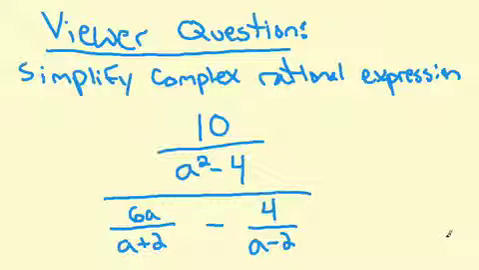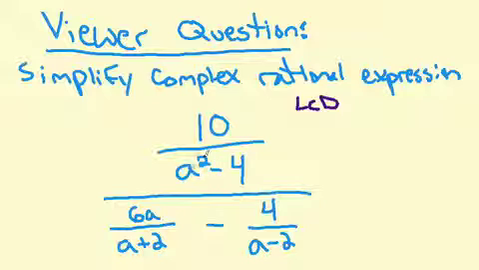My name is Joel, and today's viewer question comes from Matthew, who asks an example question following up on the Simplified Complex Rational Expressions video. His question is here: 10 over a squared minus 4, all over 6a over a plus 2 minus 4 over a minus 2. Now, if you remember from that video, the object here is to find the lowest common denominator for every single fraction we see, and then multiply every single fraction we see by that lowest common denominator.